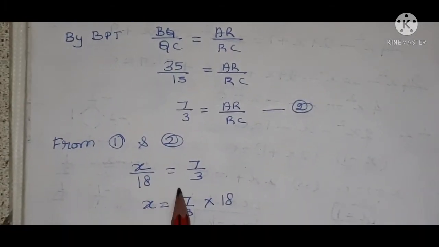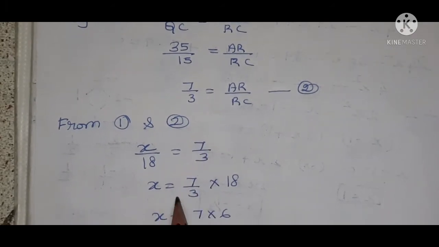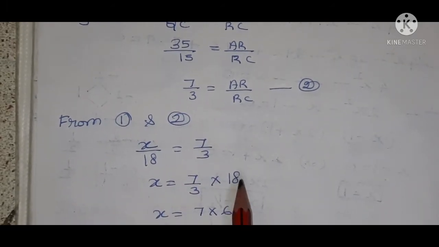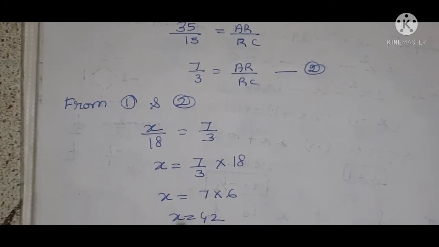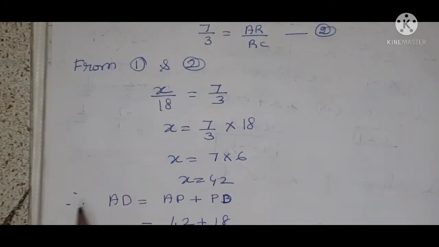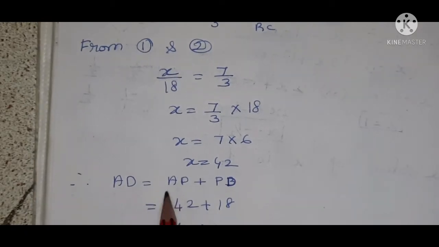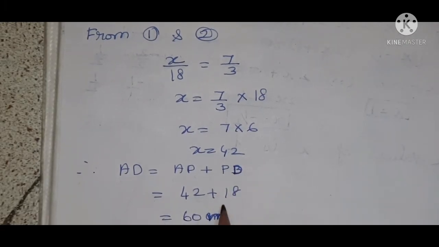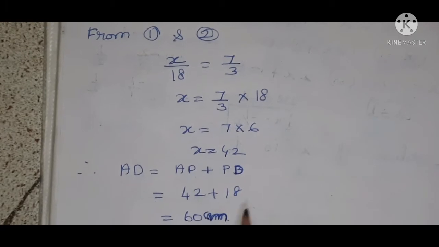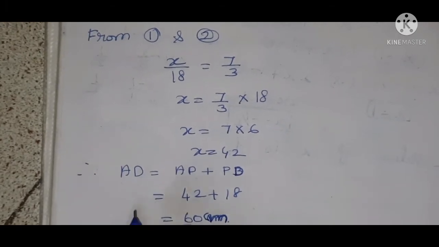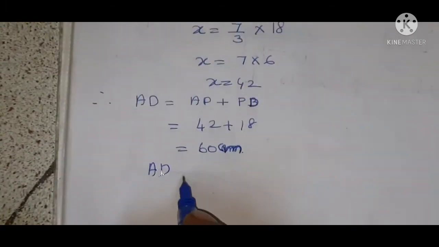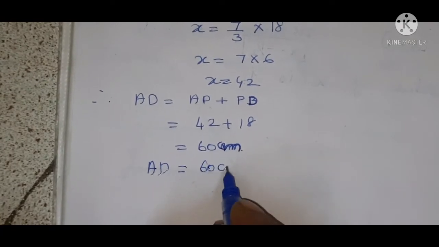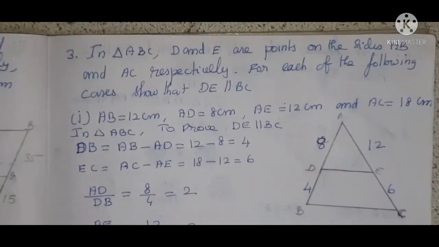x by 18 is equal to 7 by 3. x is equal to 7 by 3 into 18. 18 divided by 3, we get 6. 7 into 6, 42. x is equal to 42. Therefore, AD is equal to AP plus PD. AP is 42 plus PD is 18. 42 plus 18, 60. AD is 60 centimeters.